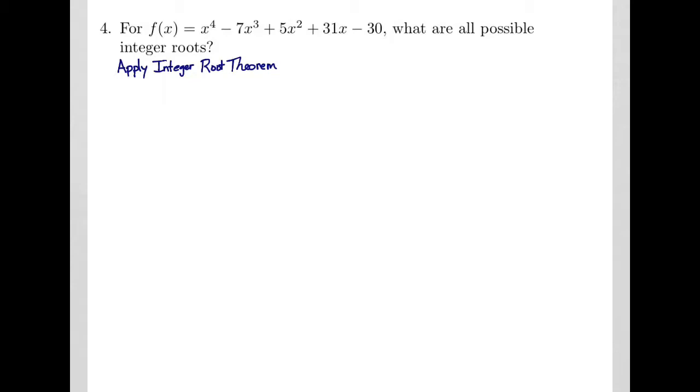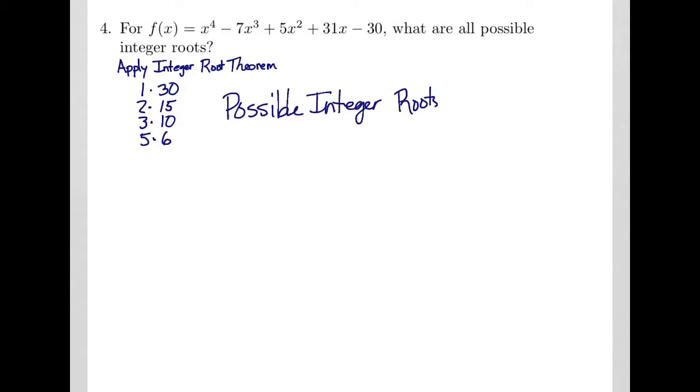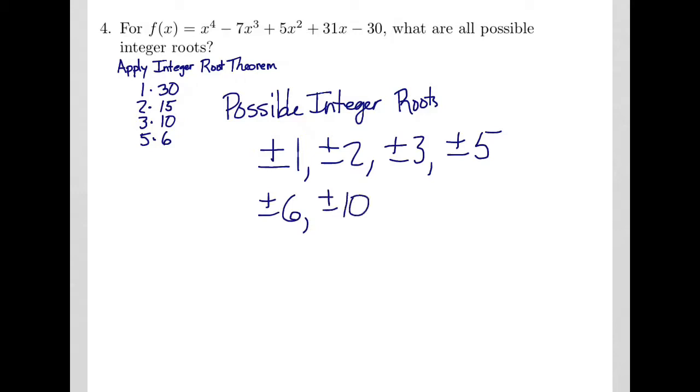The factors of 30 are 1 times 30, 2 times 15, 3 times 10, 4 doesn't go into it, 5 does, 5 times 6, and that's as far as I can go. So my possible integer roots are these 8 numbers and their opposites. And so the possible integer roots are plus or minus 1, plus or minus 2, plus or minus 3, plus or minus 5, plus or minus 6, plus or minus 10, plus or minus 15, and plus or minus 30.